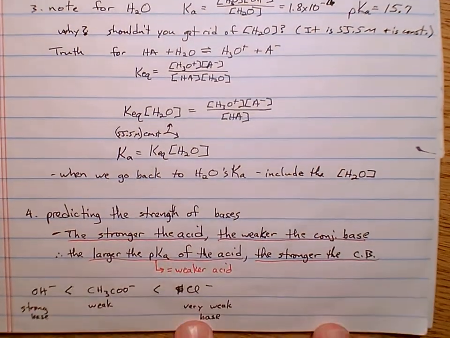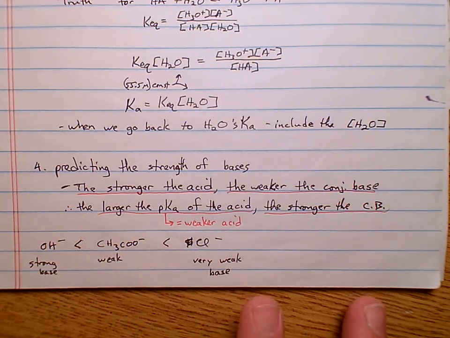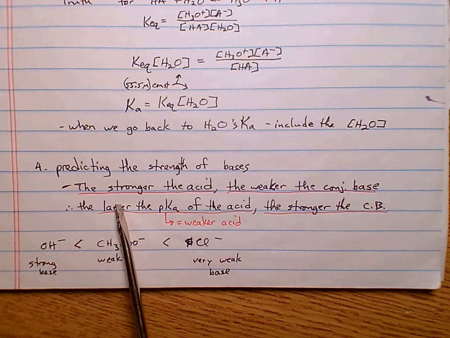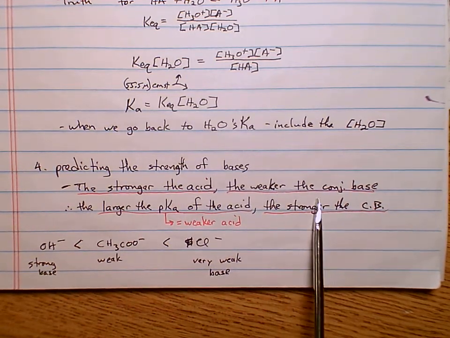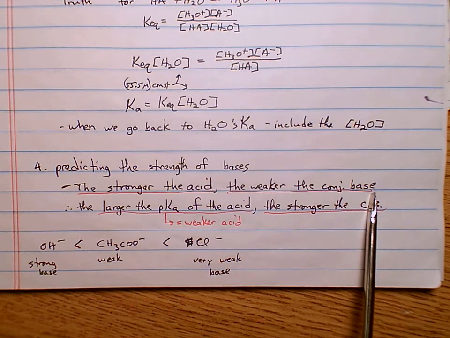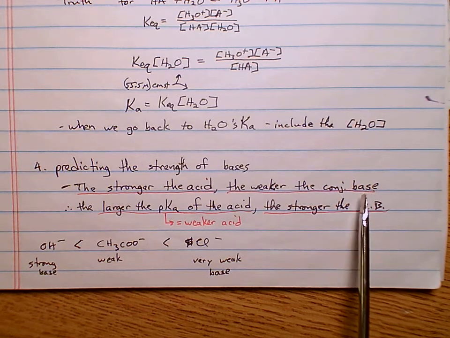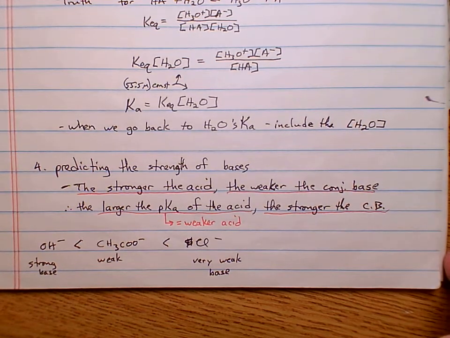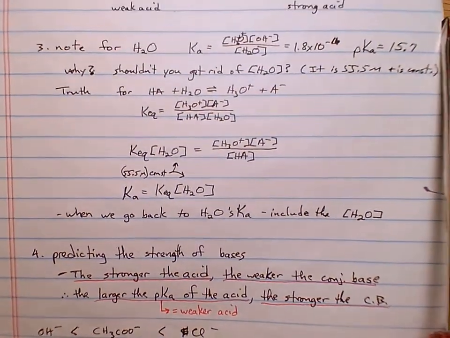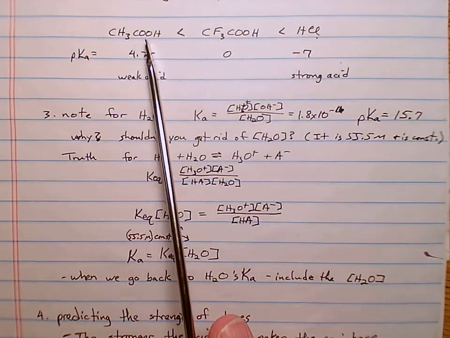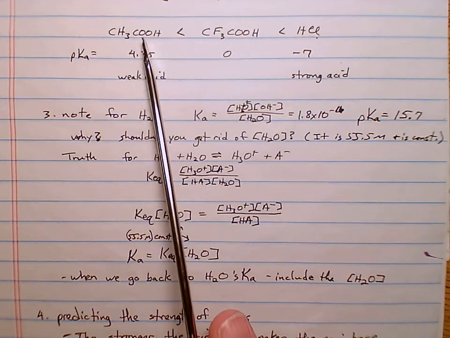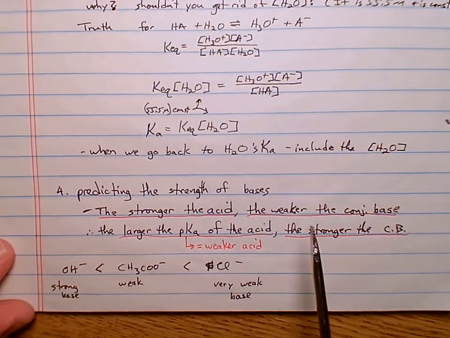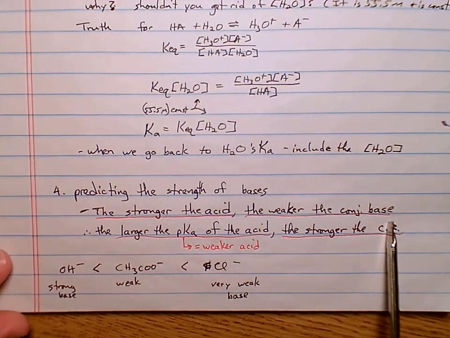All right. So, a very important part right here, predicting the strength of bases. The stronger the acid, the weaker its conjugate base. Recall, we get the conjugate base of an acid by removing a proton. You remove a proton from HCl, you get its conjugate base, Cl minus. You remove a proton from CH3COOH, you get CH3COO minus, its conjugate base. The stronger the acid, the weaker its conjugate base is going to be.